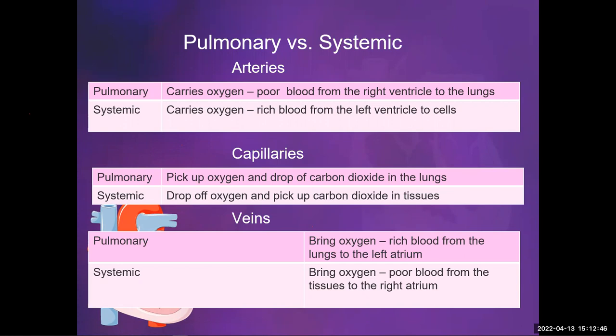Okay, let's get back to this. Pulmonary: arteries, capillaries, veins. The pulmonary, we mentioned, carries oxygen-poor blood from the right ventricle to the lungs. And then the systemic circulation carries oxygen-rich blood from the left ventricle to all of the cells. We mentioned they go to the cells because the cell breaks down the food in order to generate energy. The energy is in the form of three letters.